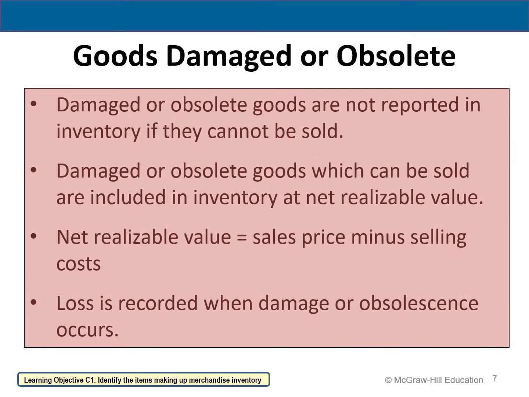All right, damaged goods or obsolete goods. Damaged or obsolete goods are not reported in inventory if they cannot be sold. Damaged or obsolete goods which can be sold are included in inventory at their net realizable value, which is defined as the sales price minus the selling costs. And then a loss is recorded when obsolete or damaged goods are discovered.